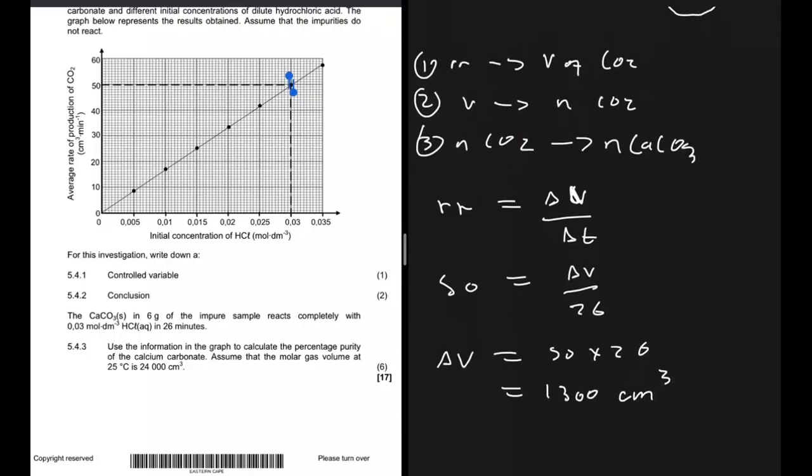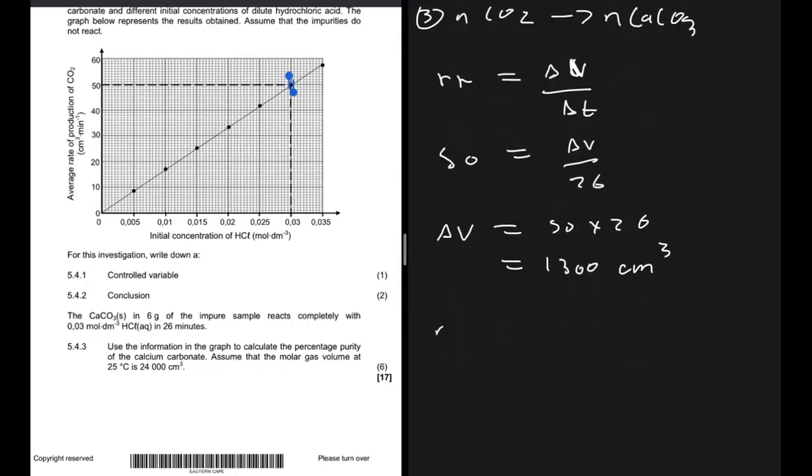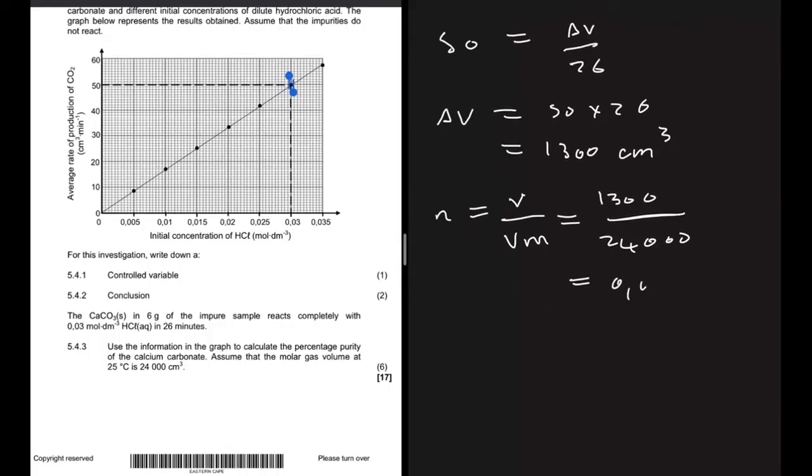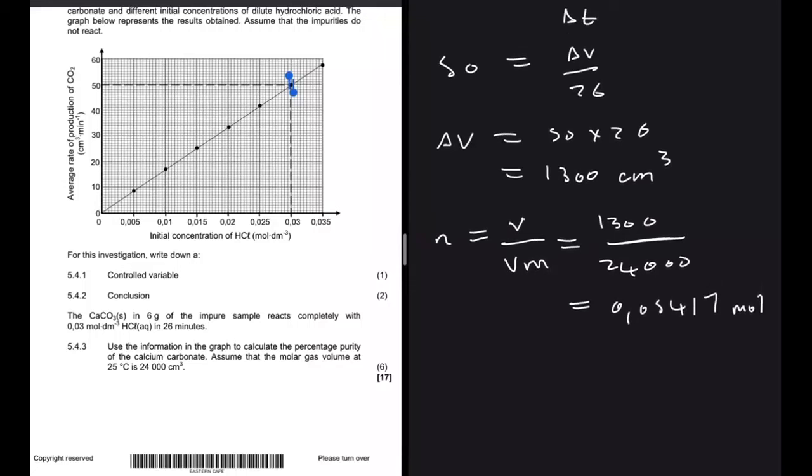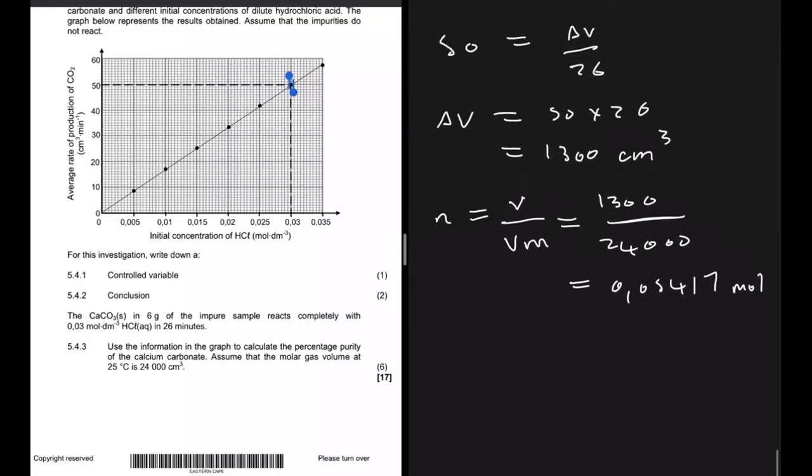The second step is to determine the number of moles of CO2, and that is given by number of moles equals the volume divided by the molar gas volume. The volume we just determined is 1,300, and the molar gas volume is 24,000. So we have 1,300 divided by 24,000, which gives us 0.05417 moles. Now we can use the number of moles of CO2 to determine the number of moles of CaCO3 that reacted, using the ratio of the balancing coefficients.